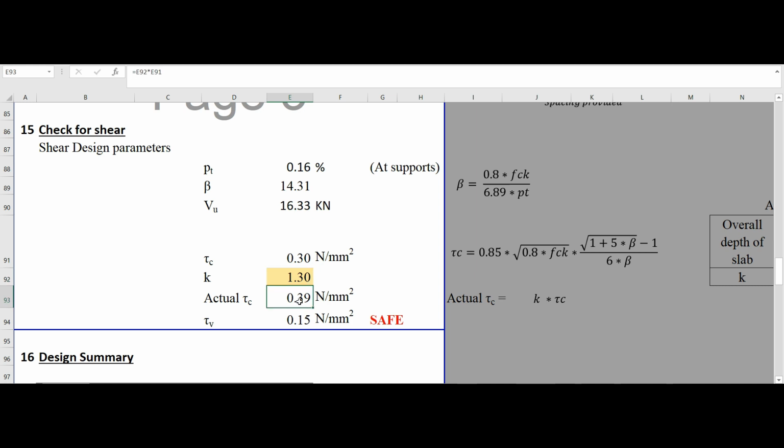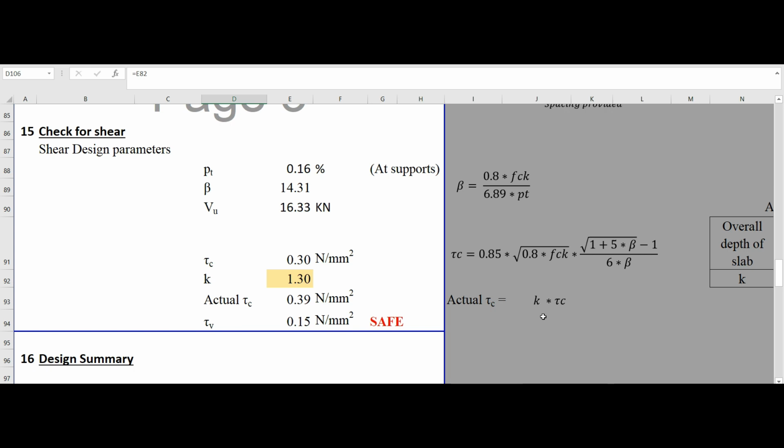We will find the actual tau c value, which is equal to K into the theoretical tau c value, which is 0.30. So we get the actual tau c as 0.39 Newton per mm square, and we will calculate the tau v, which is the applied shear stress, which is equal to Vu, which is 16.33 kilonewton divided by B into D. So here B will be 1000 mm, that is 1 meter width of the slab, and D is the effective depth of 110 mm. So we get the tau v value as 0.15 Newton per mm square. So here the tau c value is more than the tau v value, so our slab is safe in shear.